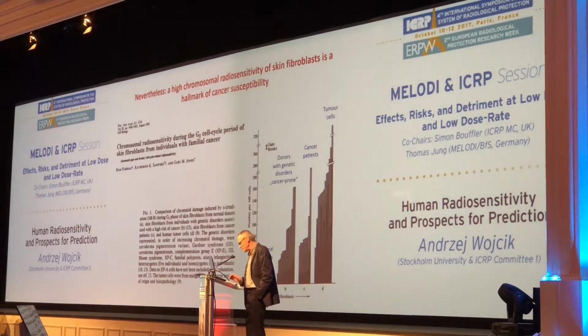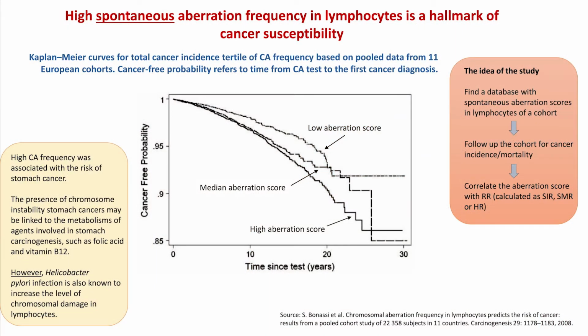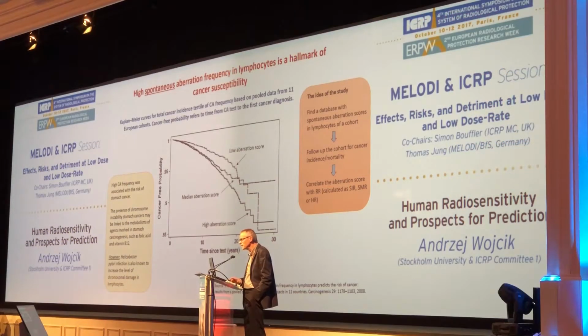So maybe. But then there is another set of studies that was carried out by Stefano Bonassi, who is working in Italy, and this is really a cool approach. These are really nice studies. So he thought, well, imagine you find cancer patients who would have had their chromosomal aberration frequency studied 20 years ago. Then we could correlate the aberration frequency with the risk of developing cancer.